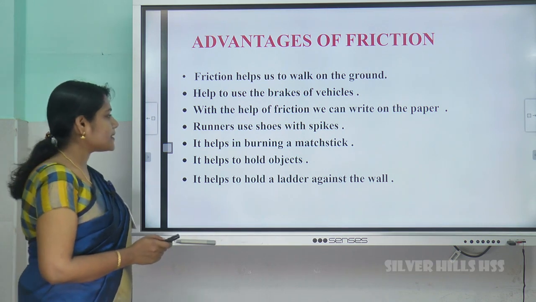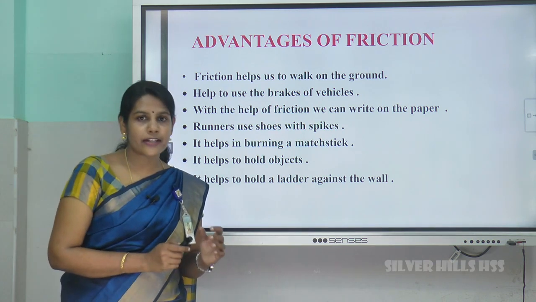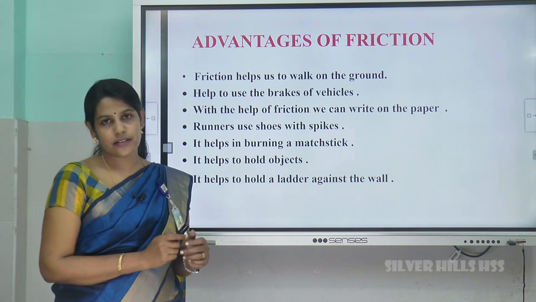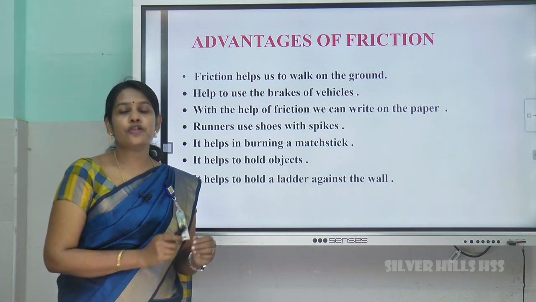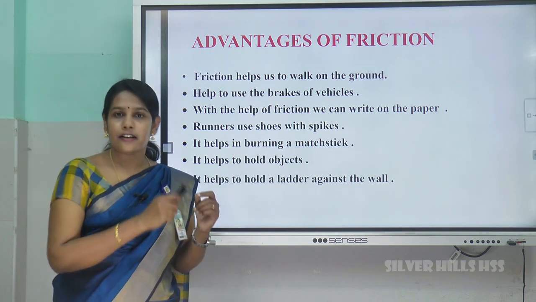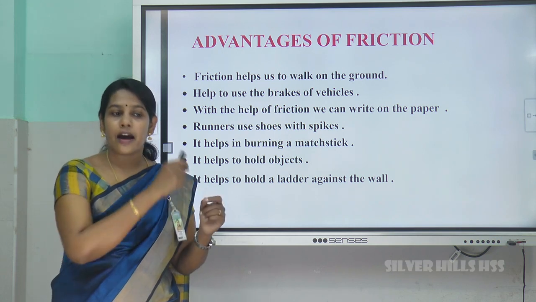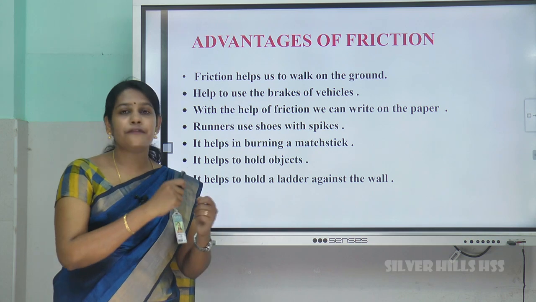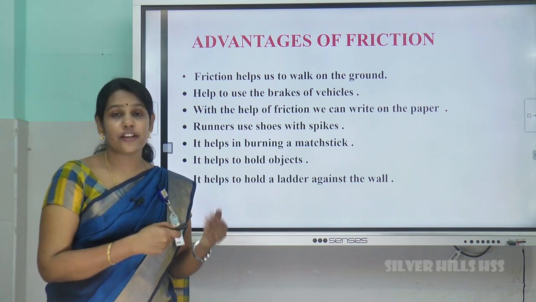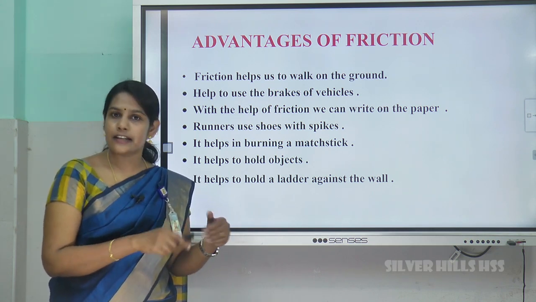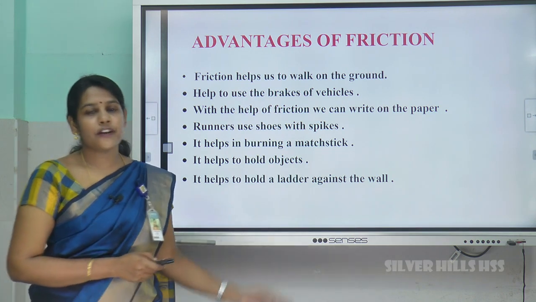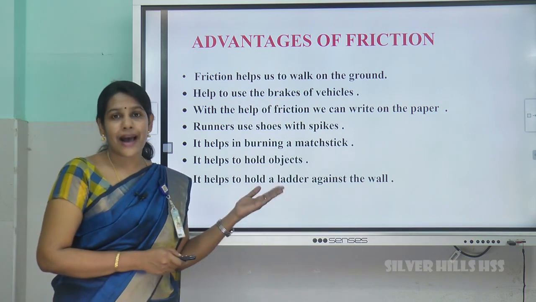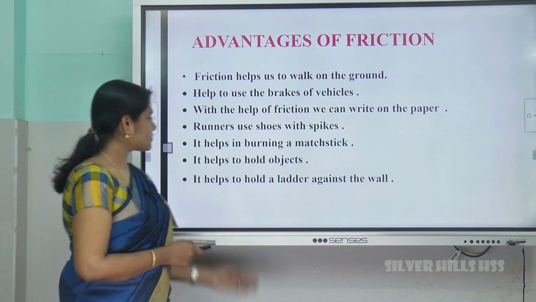Friction helps in burning a matchstick. You might have seen the sides of a matchbox. It is very rough. So in order to light a matchstick, we just rub the tip of the matchstick at the side of the matchbox. So we are rubbing. Because of friction, it generates heat and it leads to fire. So without friction, matchsticks are useless.